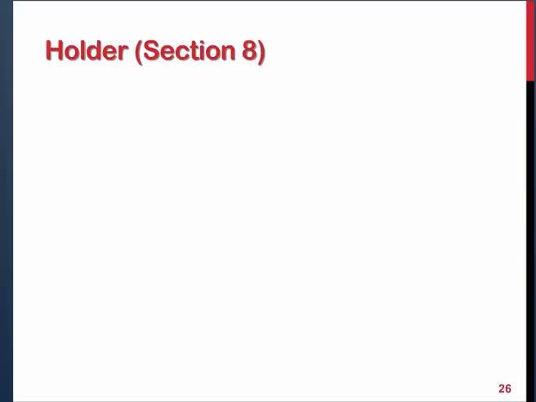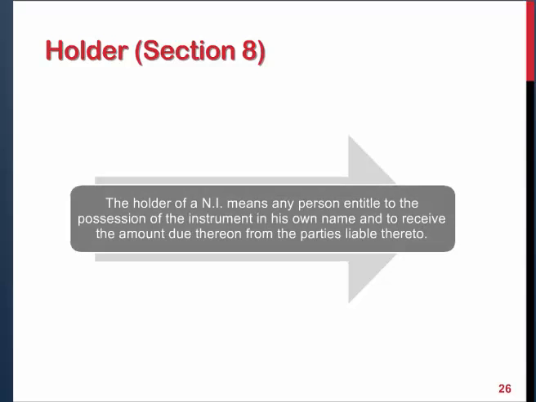Friends, we have discussed negotiable instruments. Now we will discuss the parties related to negotiable instruments. First of all, we will discuss the holder. The meaning of holder is given in Section 8 of the Negotiable Instruments Act. It says the holder of a negotiable instrument means any person entitled to possession of the instrument in his own name and to receive the amount due thereon from the parties liable thereto. In other words, holder means the payee or endorsee of the negotiable instrument who is in possession of it.